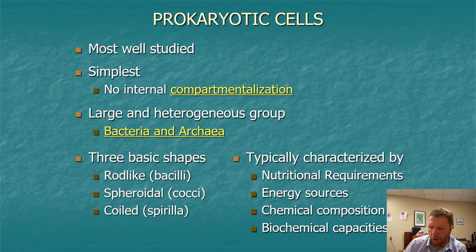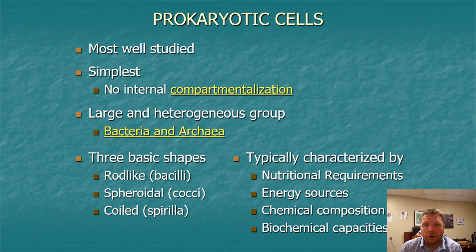All right, as we continue on with chapter number 2, prokaryotic cells. These are our most well-studied types of cells and classes of organisms. They're the simplest because they have no internal compartmentalization. Now, I guess that's kind of a trap, because that's not to say that they are simple, but instead it's simply a comparison.